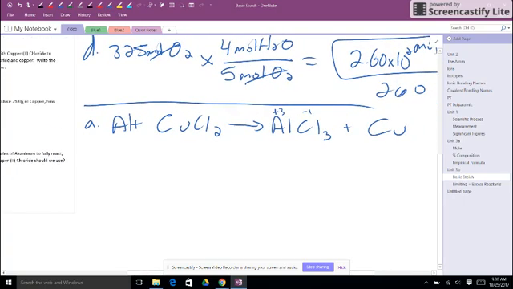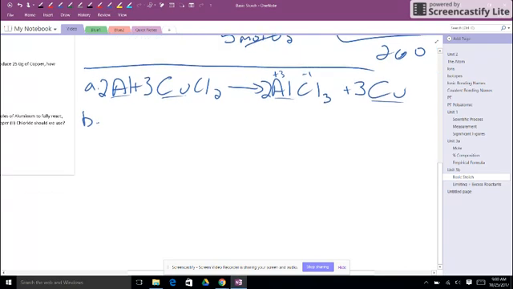Okay, let's start by balancing the equation. 1 aluminum, 1 copper, good for now. 2 chlorines and 3 chlorines. So we got to start by balancing those chlorines. We now have 3 copper atoms on the reactant side, so we need 3 on the product side. And we have 2 aluminums on the product side, so we need 2 aluminums on the reactant side.